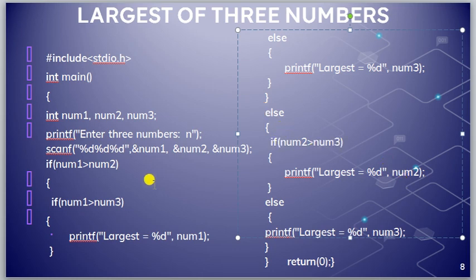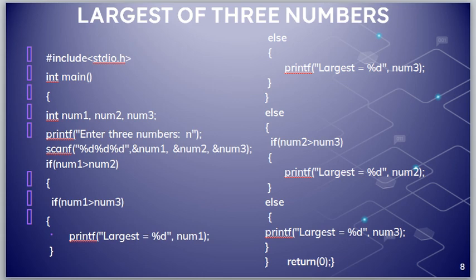What will be the condition? Here num1 is less than num2, that we got. Then we have to check num2 greater than num3. So we will get num2 is the largest. Otherwise, the case is num1 less than num2 and num2 not greater than num3, that is num2 less than num3. Then what will be the output? There we have to produce largest equal to num3. Okay, so this is the program for finding the largest of three numbers.